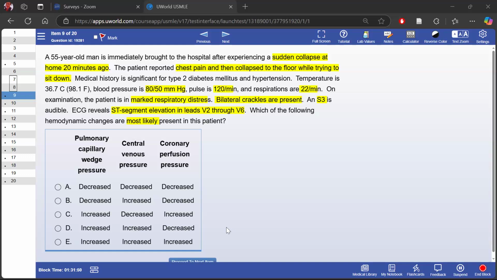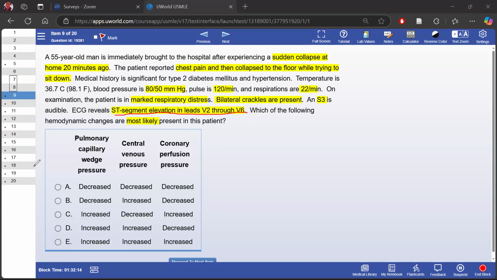The patient had, or is having, an MI, right? Myocardial infarction. So it's STEMI. There's ST elevation in leads V2 to V6, right? So the patient had an MI, myocardial infarction, and now the heart is failing, okay? The heart is failing. Excellent.